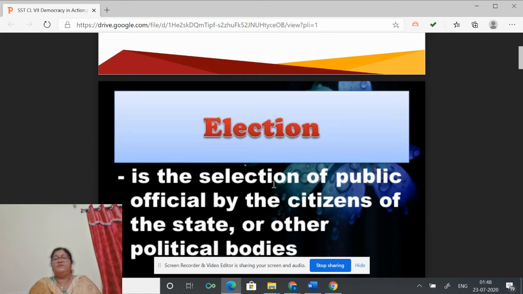So universal adult franchise means that the right to vote is universally given to all adult citizens irrespective of religion, caste, sex, property, educational qualifications, etc. Earlier it was called manhood suffrage. What is manhood suffrage? Earlier, only men were given the right to vote.